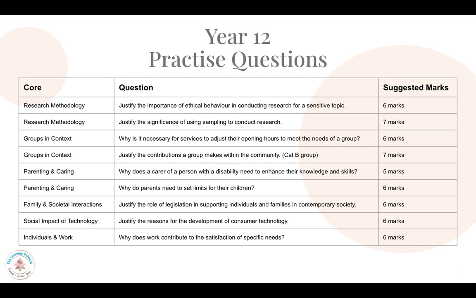So we have examples like justify the significance of using sampling to conduct research. Really say why it's important to have those three things. The methods, the sample size, and also the sample group. Why is it important? Back it up. Justify the contributions a group makes within the community. And this is for category B. Typically, we'll have a list in our HSC exam that lists the different category B groups. But for this purpose, it's just been listed like that.